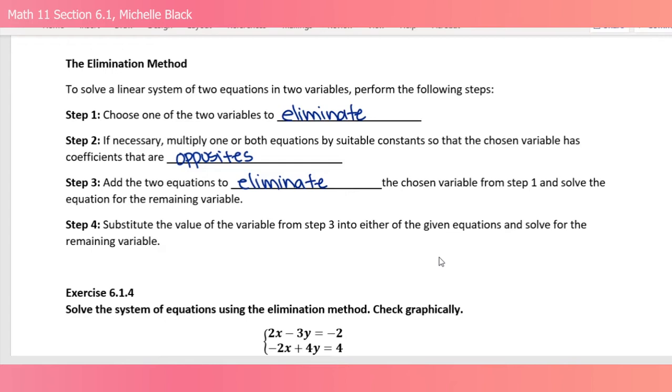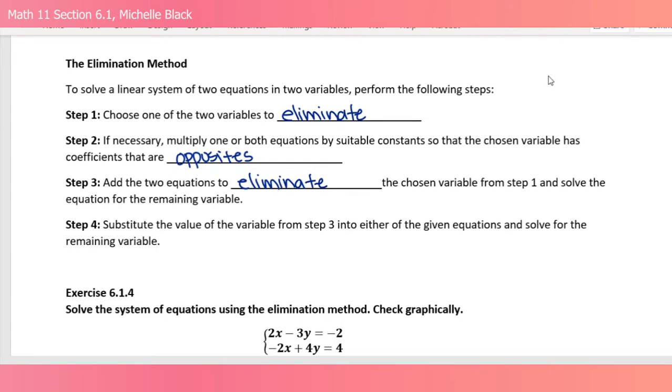So basically what we want to do is add the equations we were given together, but our goal is that when we add them, one of the sets of variables will add to 0. To make sure that will happen, sometimes you'll need to multiply your equations by constants so that the coefficients of the variable you want to eliminate will be opposites. So say, for example, 5 and negative 5.